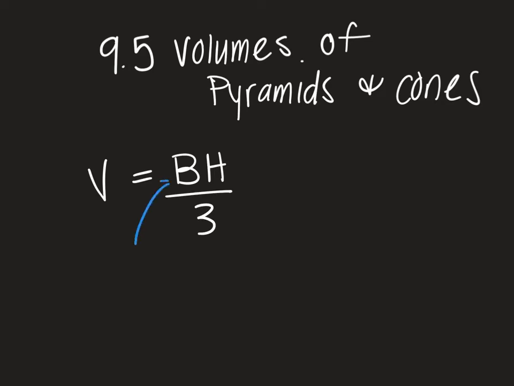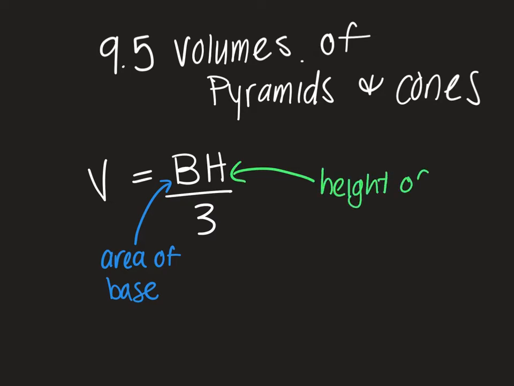So again, B is the area of the base. H is the height of the pyramid. So we're using the actual height, not the slant height. Right, and then divide by 3.